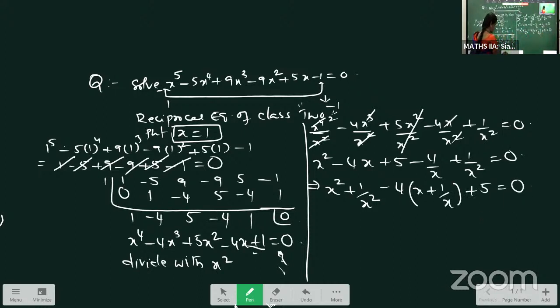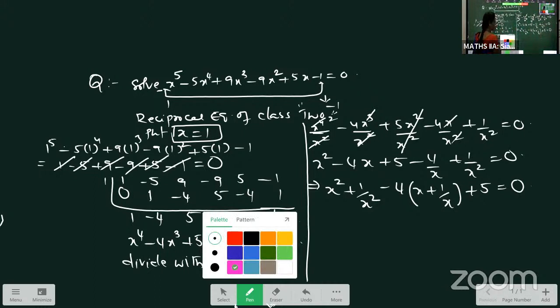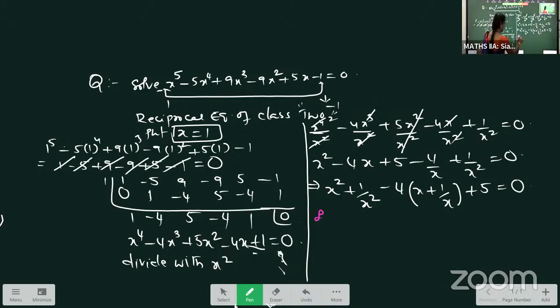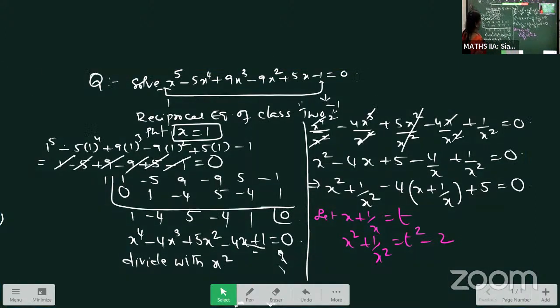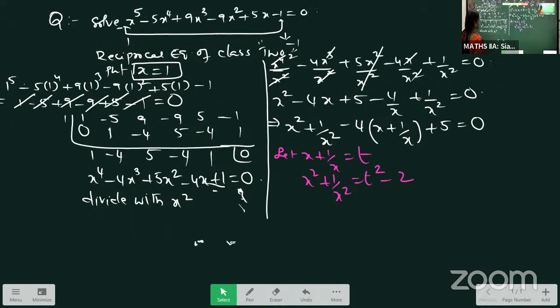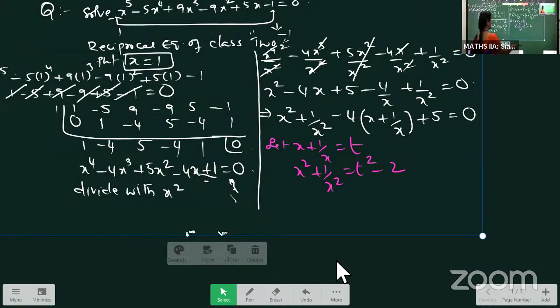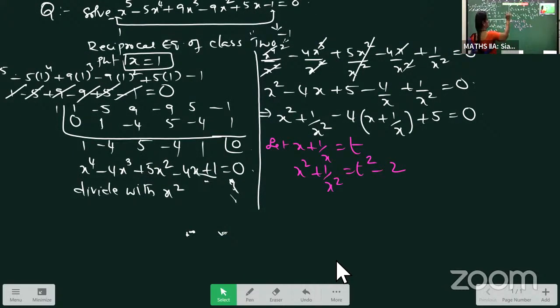As I told you yesterday, whenever x plus 1 by x comes, we have to suppose that as t. So here, let x plus 1 by x is equal to t, and I told you to remember that x square plus 1 by x square will become t square minus 2. Okay, so now substitute in this question here. In this one, you substitute this.